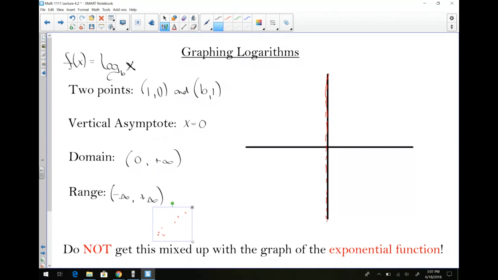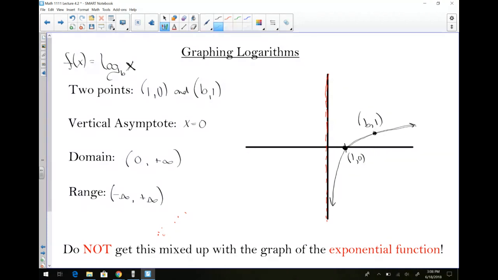So I got the point (1, 0) and then (b, 1). And remember that b is our base of the logarithmic function. So below the x-axis, I'm going to get really, really close to that asymptote. And above the x-axis, I'm going to go away from that asymptote.